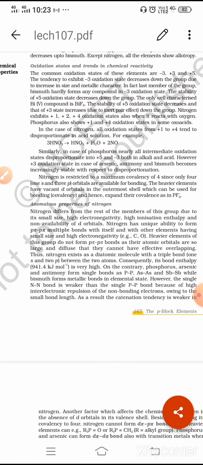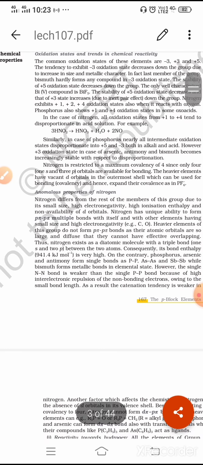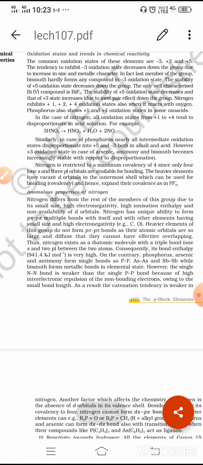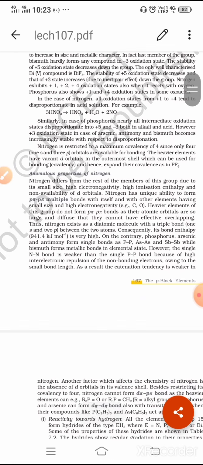So the most common oxidation states are +3 and +5, but other than these, +1, +2 and +4 oxidation states are also exhibited by nitrogen only when it reacts with oxygen, because oxygen is more electronegative than nitrogen. Phosphorus also shows +1 and +4 in some oxoacids, again with oxygen, because of the higher electronegativity of oxygen.